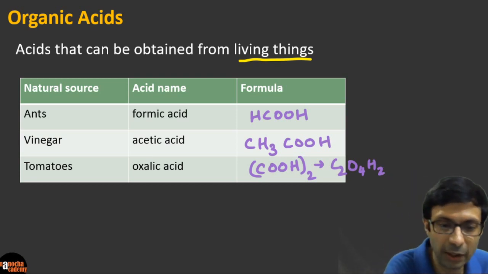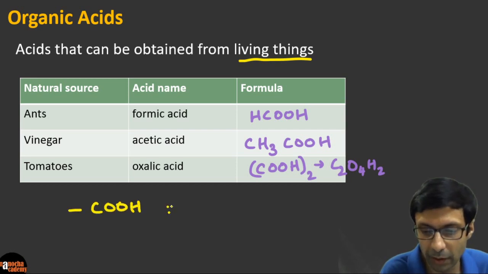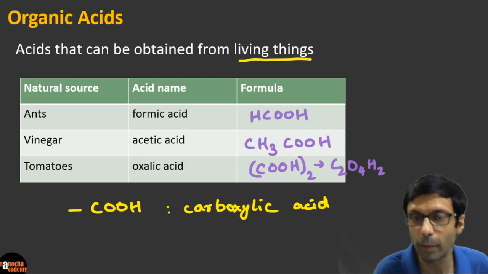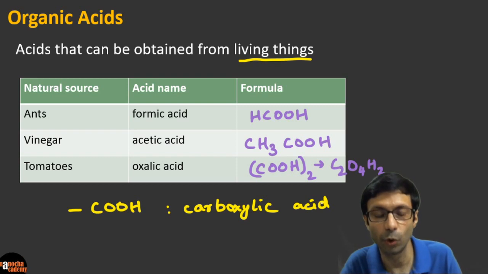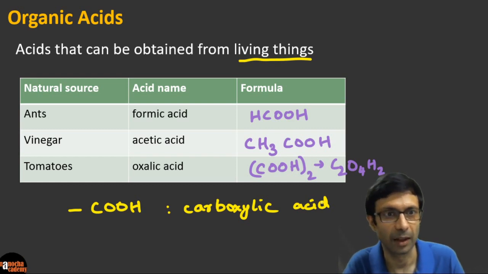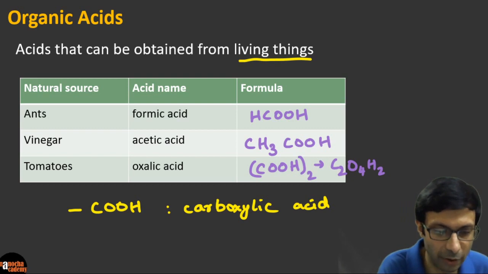Now one interesting thing you'll notice is that these organic acids contain the COOH group. These are known as carboxylic acids. You'll be learning more about this in the chapter on organic chemistry, or some of you may know this already. The carboxylic group is the COOH, and the organic acids must contain carbon, and not only carbon, they contain the COOH.